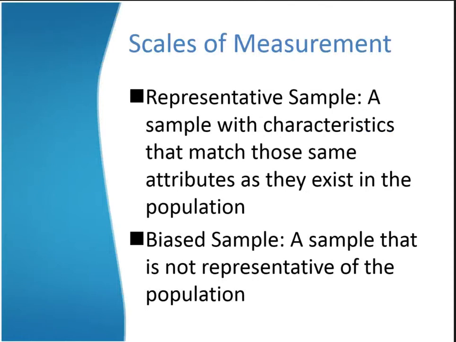So, a representative sample is a sample with characteristics that match those same attributes as they exist in the population, and a biased sample is a sample that's not representative of the population.